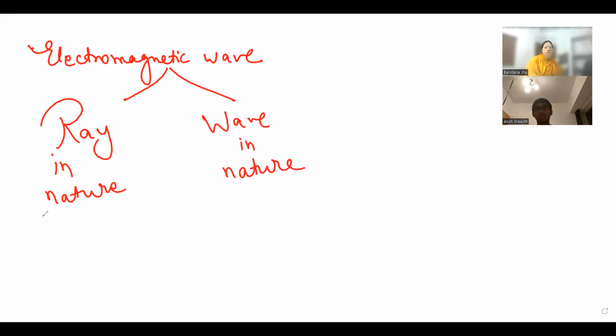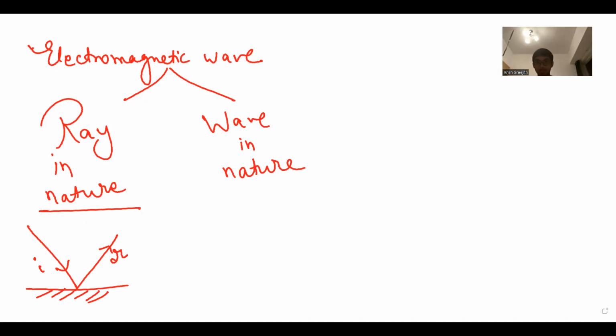Ray in nature means they have an incident ray and a reflected ray like this, from a shiny surface. So this is incident. That is ray in nature.